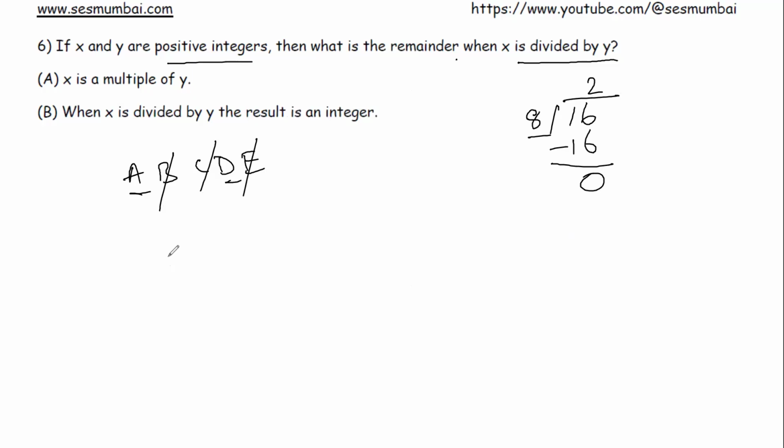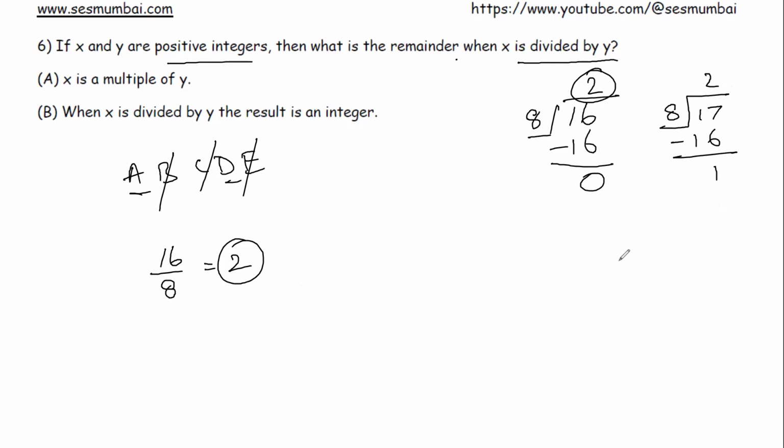Correct? Statement 2. When x is divided by y, the result is an integer. So when x is divided by y, the result will always be an integer, right? So when you always have an integer, that is the quotient is clear cut out here, then you know that it will give you a remainder. Now, had it had a remainder, for example, if you take 8 and 17, 8 twos are 16, and you get remainder 1. Are you getting it?